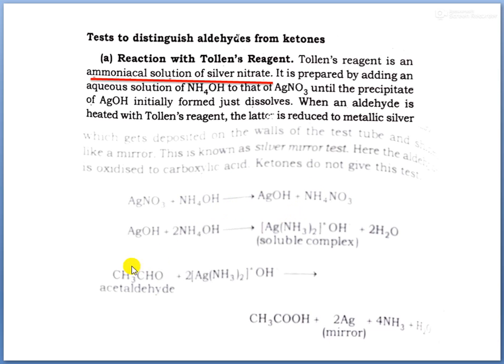So when an aldehyde is treated with Tollens reagent, we get a carboxylic acid, and a silver mirror is formed as a result of the deposition of silver in the test tube. This reaction is not given by ketones.